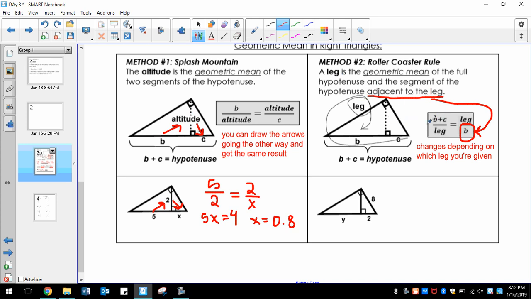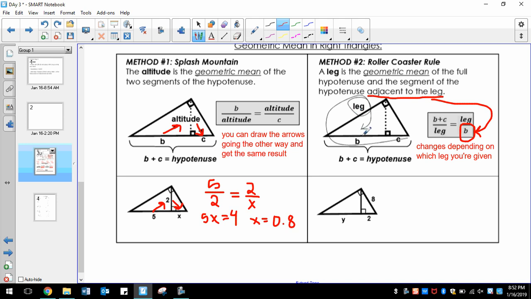So for this proportion, if you want to memorize it, they're saying that the leg is the geometric mean, so that goes twice here and here, just like in our formula above. The other two things that you're going to be using is the full length of the hypotenuse and then the segment of the hypotenuse that's adjacent to the leg. So that's where it could switch. If you're using this leg right here, the adjacent part is C, but if you're using this leg, the adjacent part is B. So it depends on which leg you're using to tell you which part of the hypotenuse you're using. Right? So it's full hypotenuse divided by the leg equals the leg divided by the section closest to it.